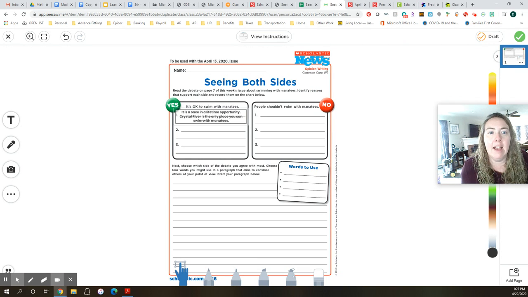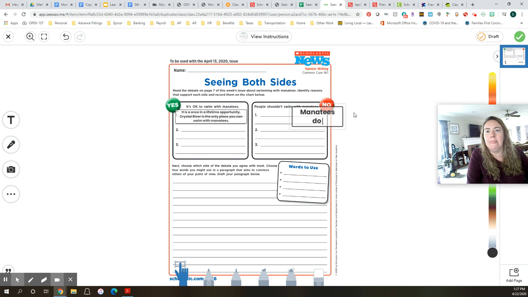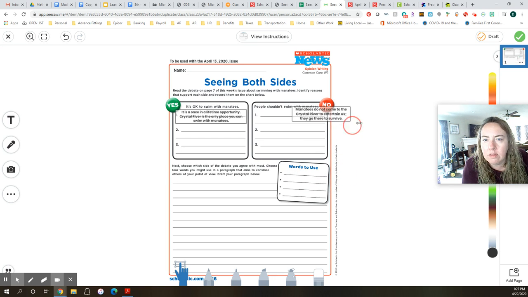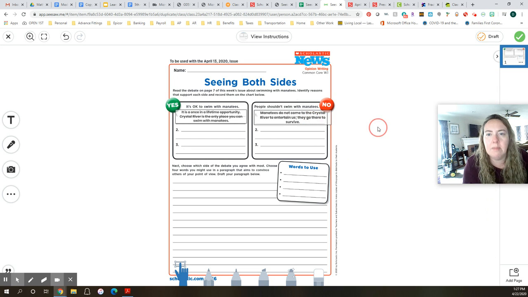So I'm going to go back to my work. I'm going to add a text box over here. One reason is that manatees do not come to the Crystal River to entertain us. They go there to survive. Okay. Again, my nose is really itchy today. There we go. Making my text box fit on the line. Look how neat my work is.